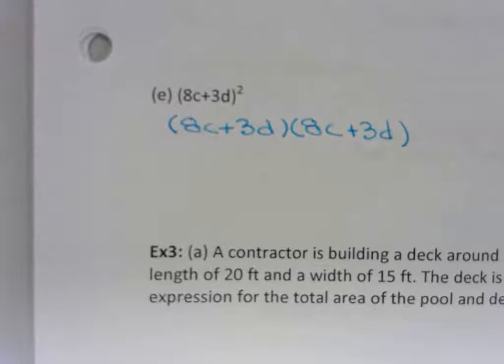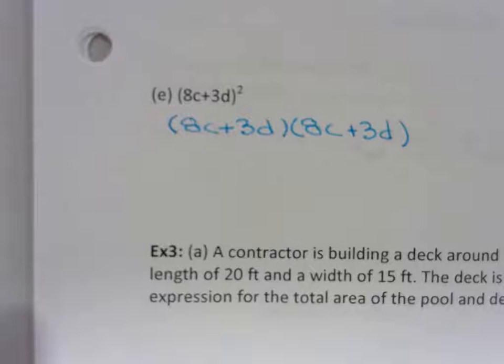Do not distribute the exponent. I see this every year. You have to write it as multiplied by itself. Now you notice that this is a binomial times a binomial. So I can FOIL it or just distribute it. It's basically what FOILing is.